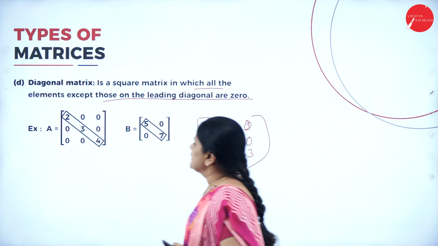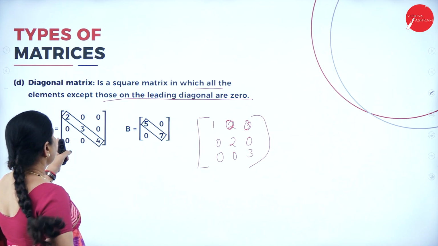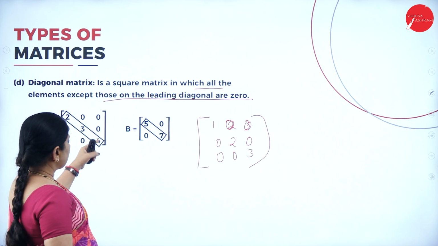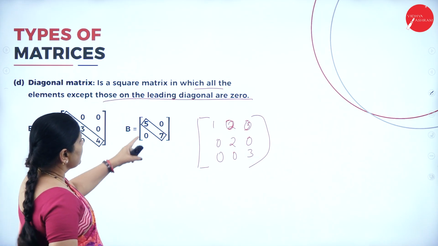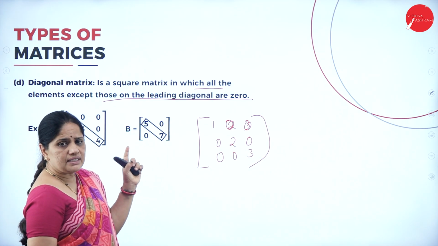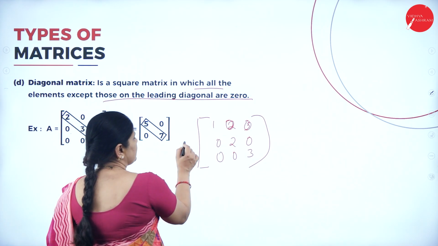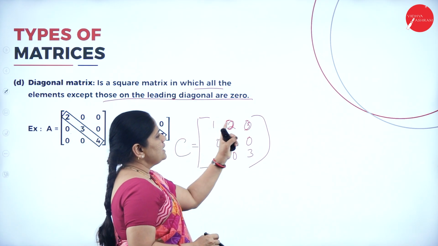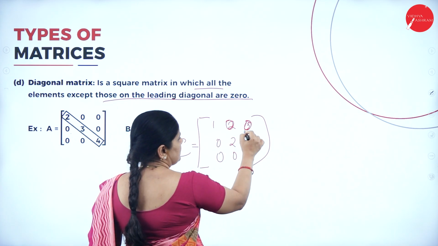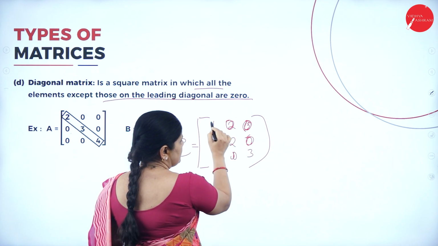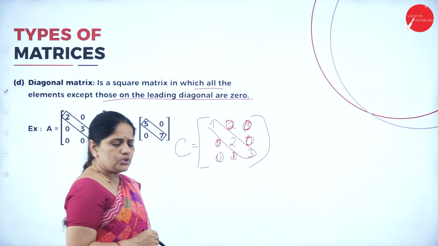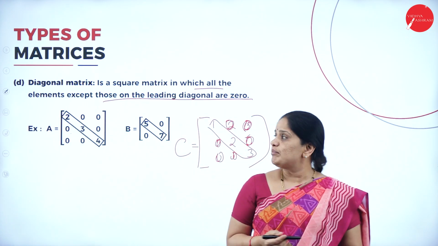So I can write it like this. Here, A equals 2, 0, 0, 0, 3, 0, 0, 0, 4. So the diagonal elements are 2, 3 and 4. Here you can see 5, 0, 0, 7, where only 5 and 7 are the numbers, and here matrix C is 1 0 0 0 2 0 0 0 3. All these are zeros, whereas only the principal diagonal elements are numbers. We call those matrices diagonal matrices.